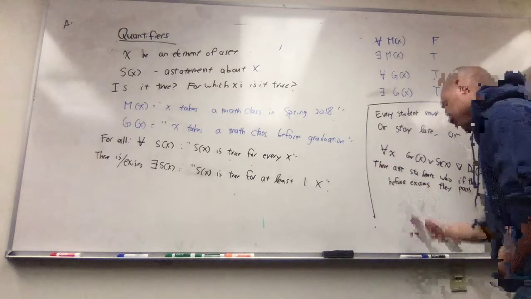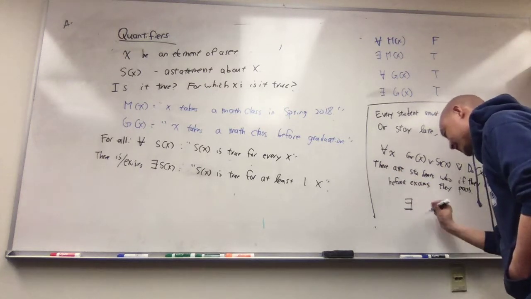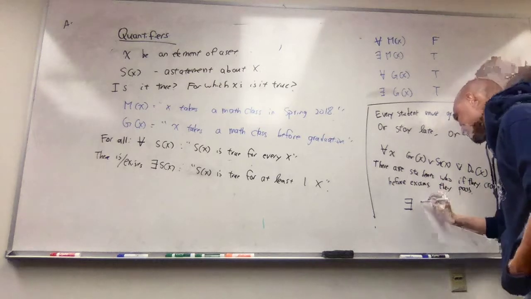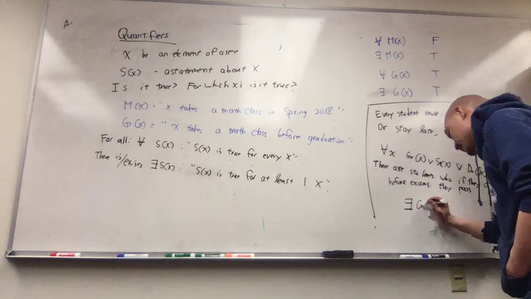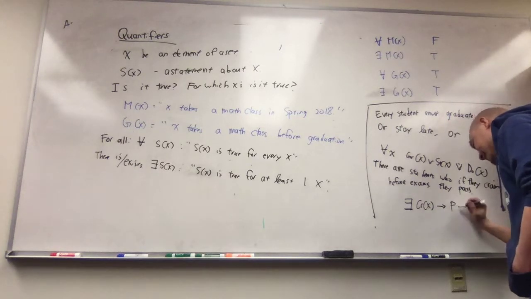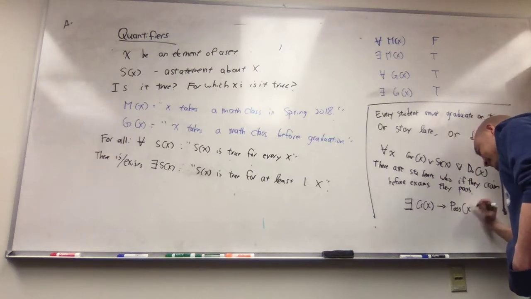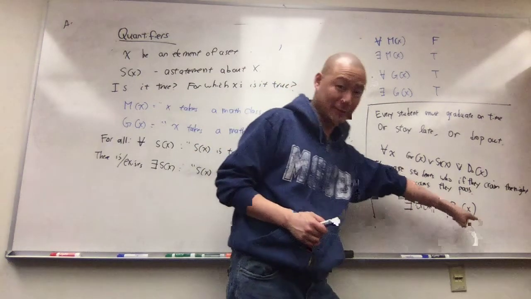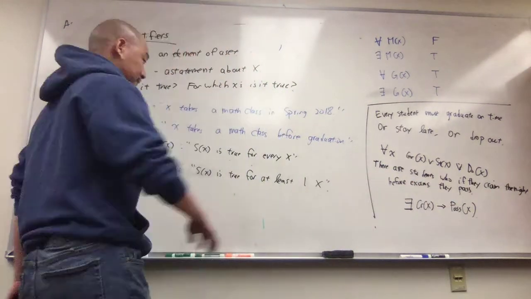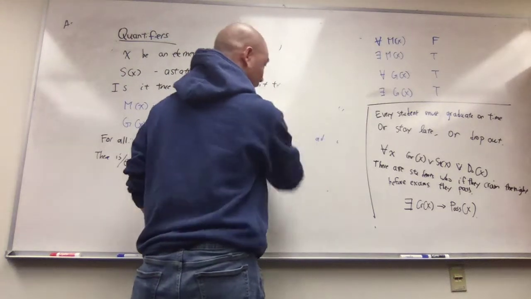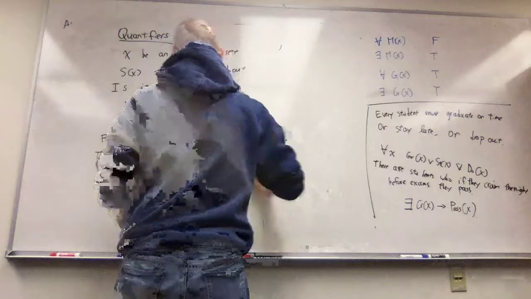And so something like that would be maybe there exists students X such that cramming implies passing. Right? So X crams, X passes, cramming for X implies passing for X. So how does this relate to what we're doing now?